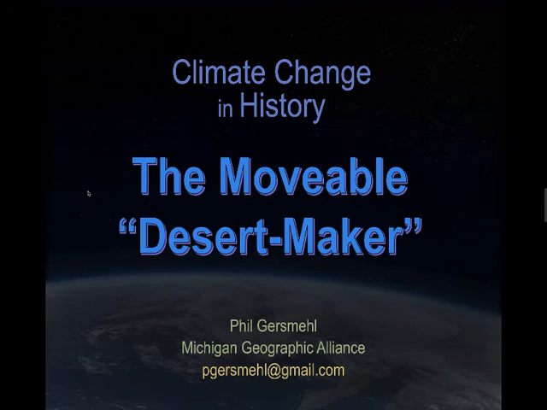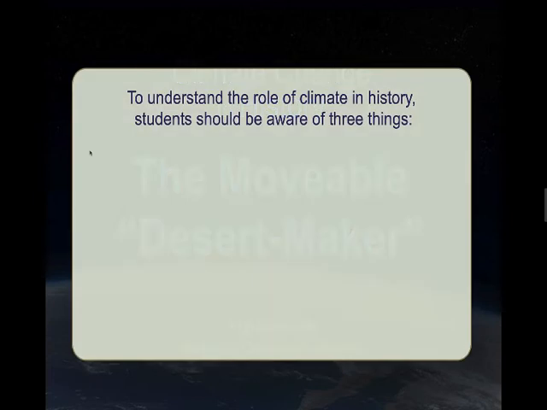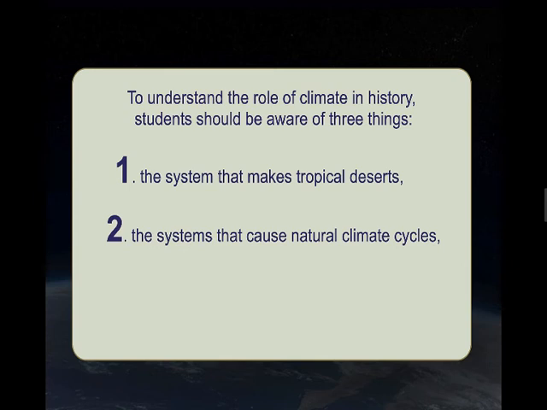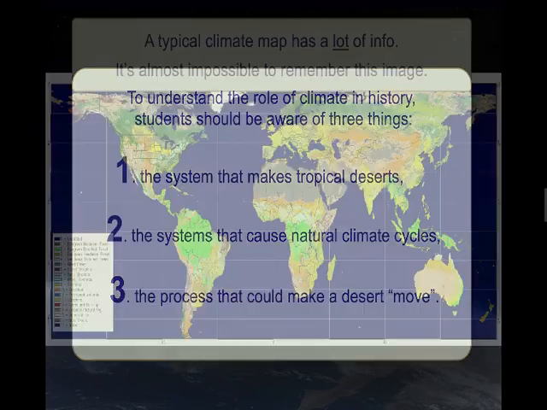So one of these PowerPoints talks about the movable desert maker. To understand the role of climate in history, students should be aware of 3 separate things: the system that makes tropical deserts, the systems that cause natural climate cycles, and the process that could make a desert move.